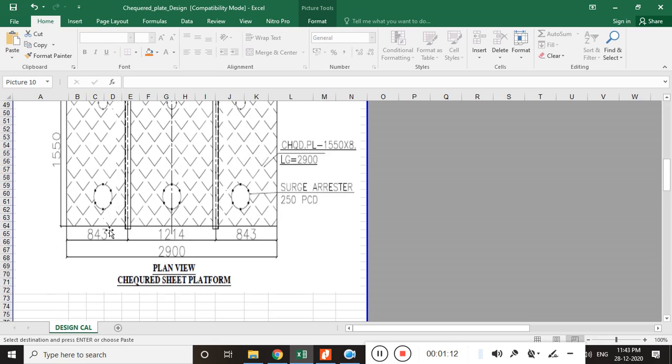Let me make it clear that the analysis of checkered plate can be done only manually, because in STAAD.Pro, if you try to analyze it, you can only find out the stresses, but you can't compare the actual calculated stresses with the permissible stresses. So ultimately you have to analyze it in Excel or a manual process. That's why I made that process completely manual in this Excel.